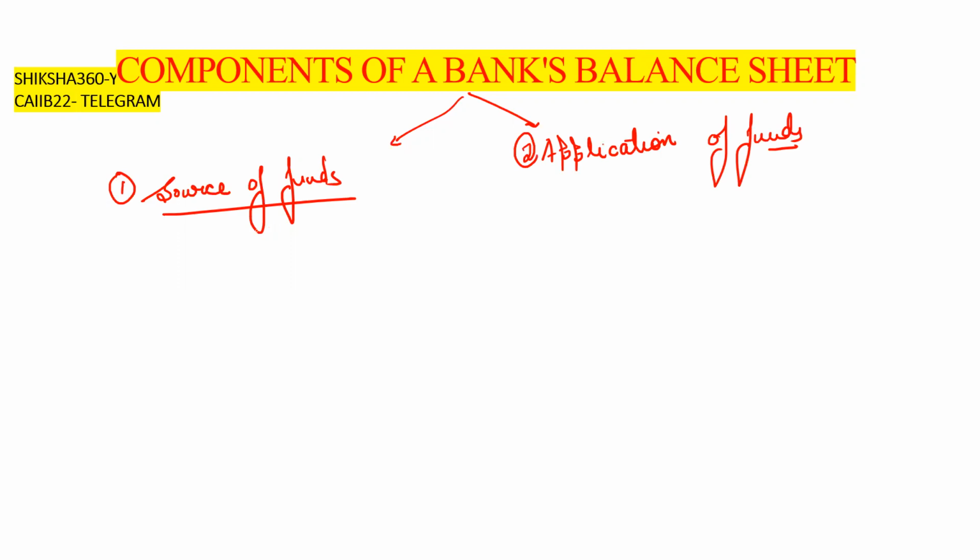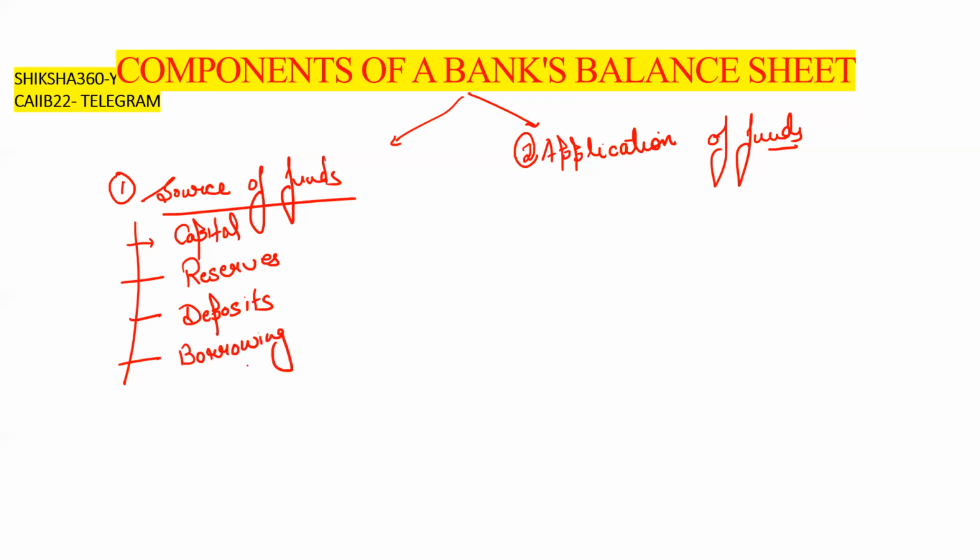Now let's discuss what the sources of funds are. First one is the capital, second one is the reserves, third one is the deposits, fourth one is the borrowings, fifth one is the other liabilities and provisions. So these are the sources of funds.